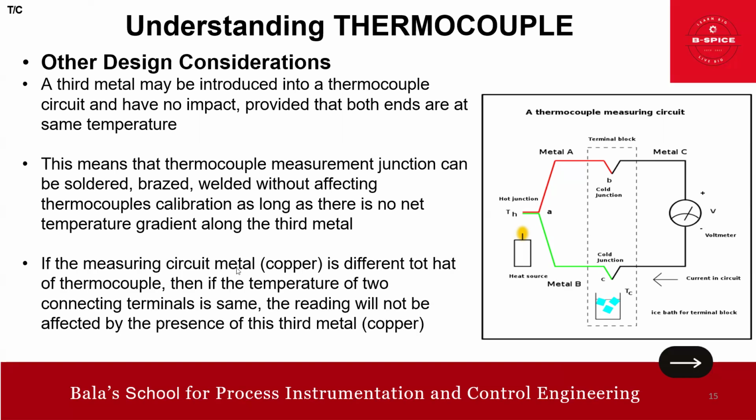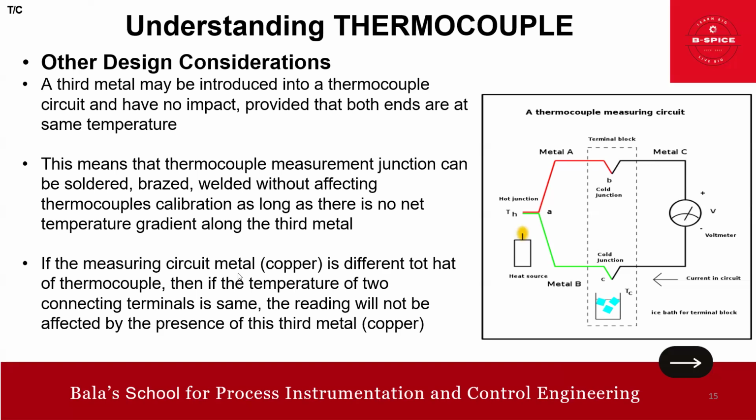If the measuring circuit metal, see this measuring circuit right here, it's copper, is different to that of the thermocouple, this is a different material to that of the thermocouple, right? Then, if the temperature of the two connecting terminals is the same, this one and this one, the reading will be affected by the presence of this third metal. That is the pointer. You got it, friends?